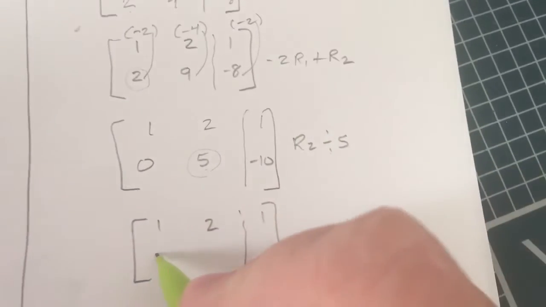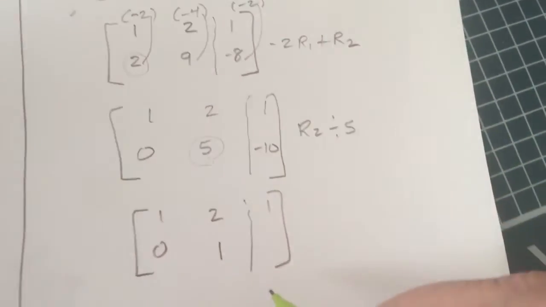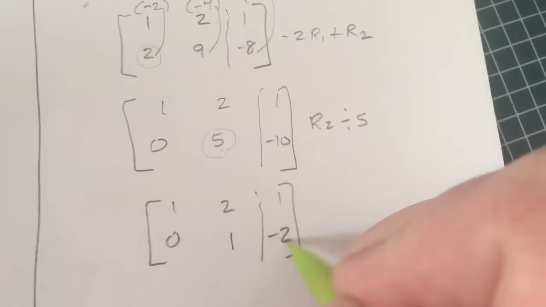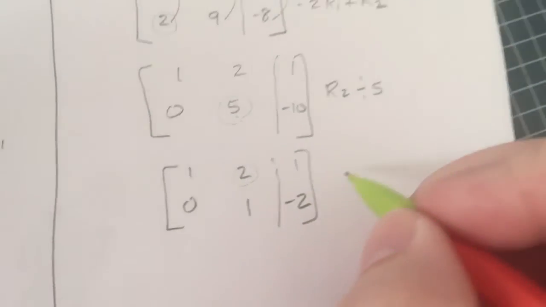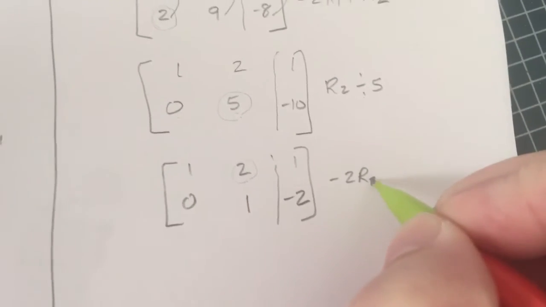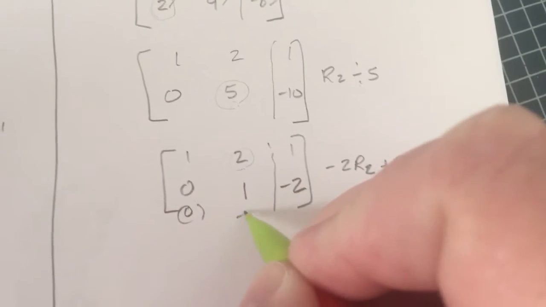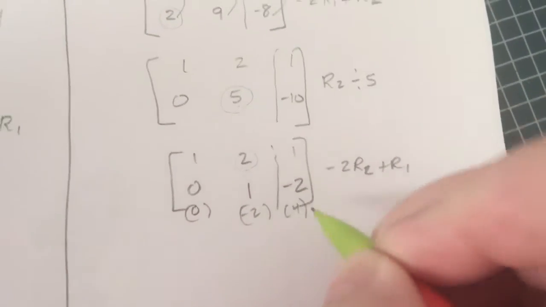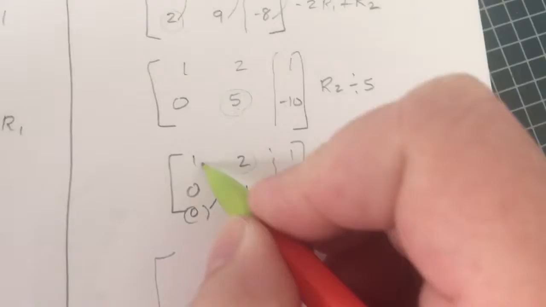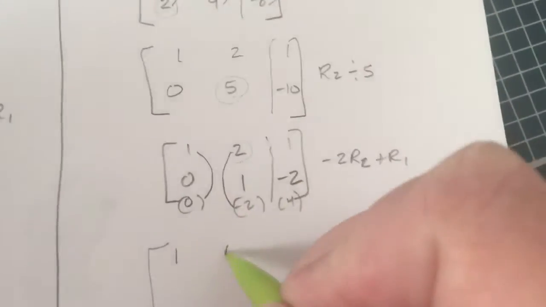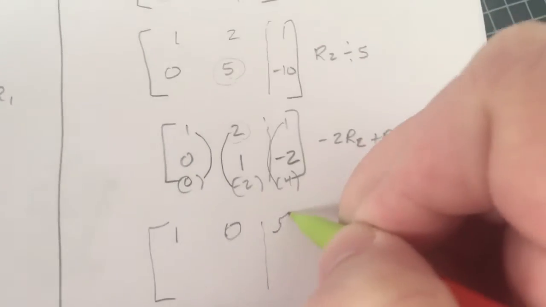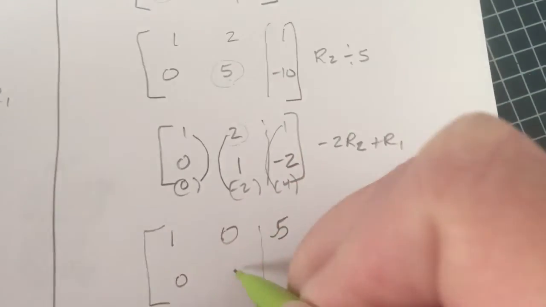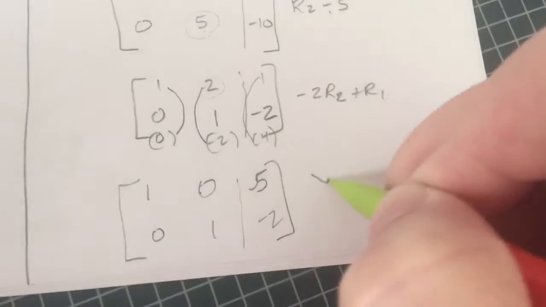So 0 divided by 5 is 0. 5 divided by 5 is 1. Negative 10 divided by 5 is negative 2. So we're almost done. We just need a 0 to be right there. So we're going to say negative 2 times row 2, and we're going to add it up to row 1. So we're going to multiply that by negative 2, that by negative 2, and that by negative 2. And we add it, and we keep our 1. We add it, and we make our 0. We add it, and we get 5. And then the numbers in parentheses never become a permanent part of the problem.